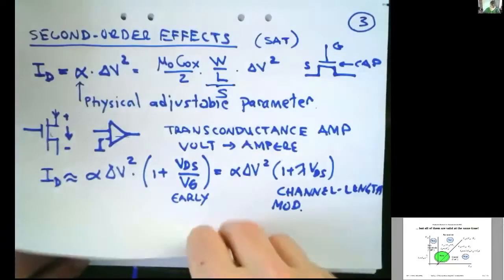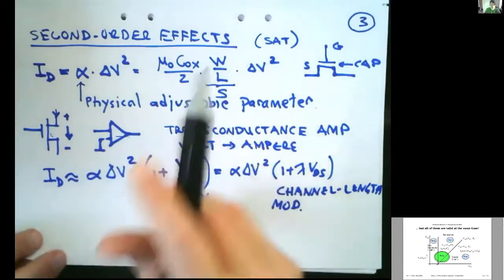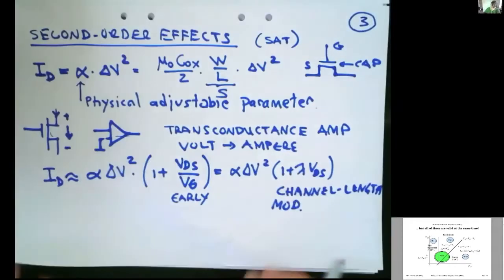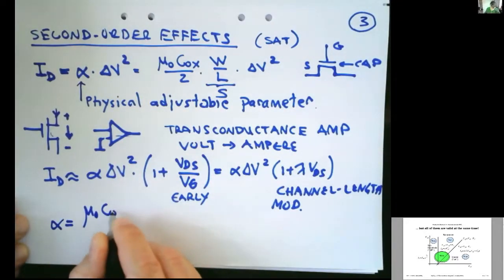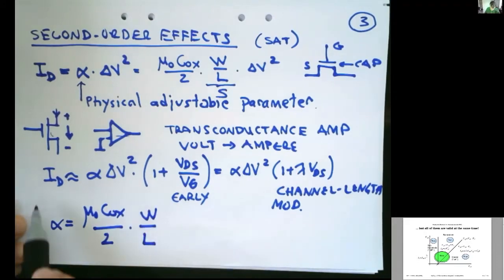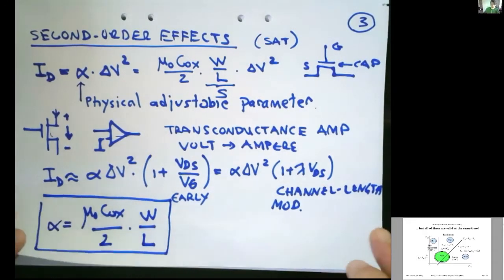Yeah, so the question was about the constant alpha. I think this was explained here in the text. Question on the chat there. So let's clarify that for the question then. Alpha is equal to mu naught Cox divided by 2 times W over L. So just to answer the question on the chat there.